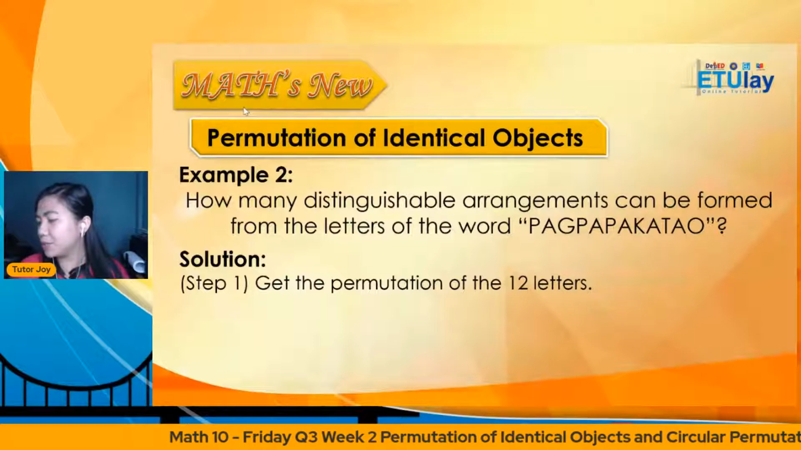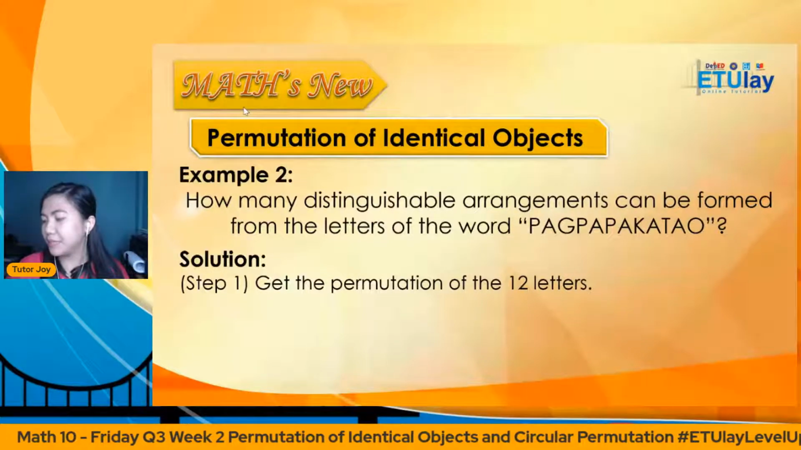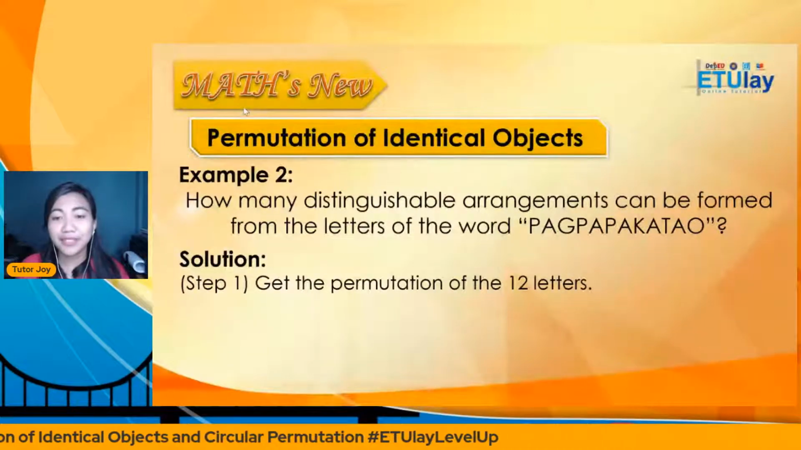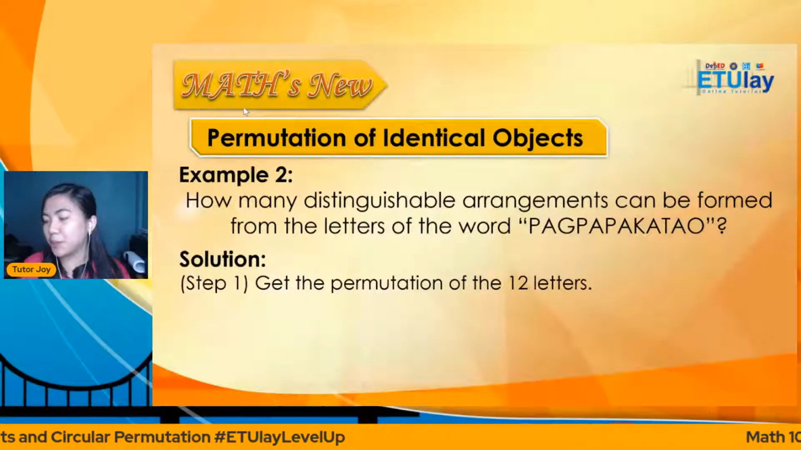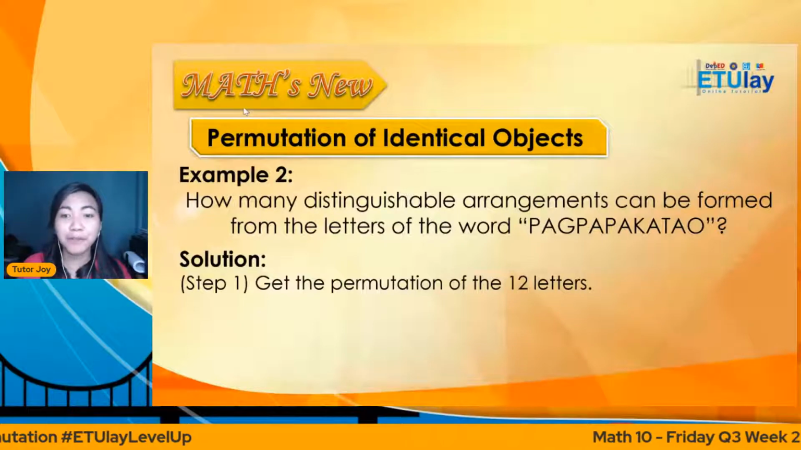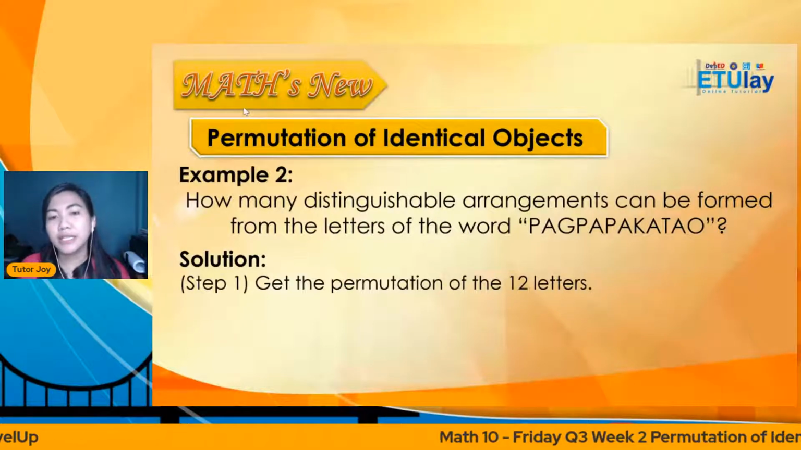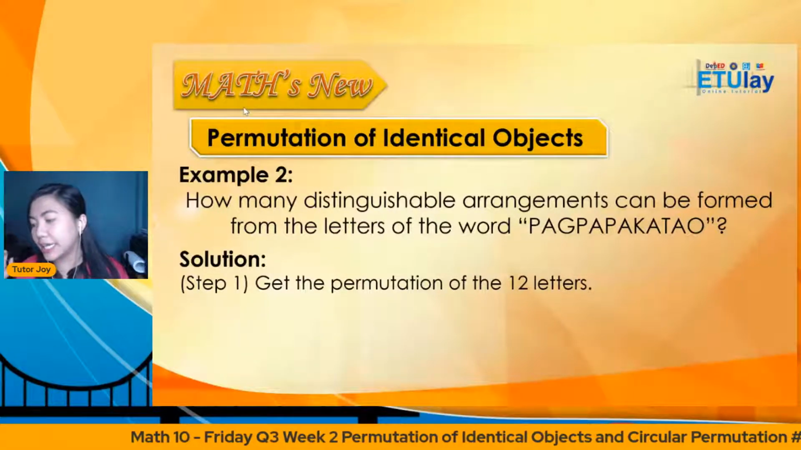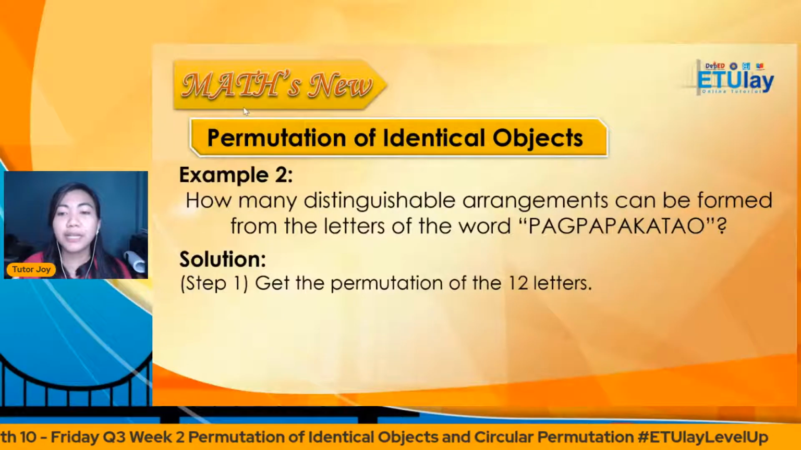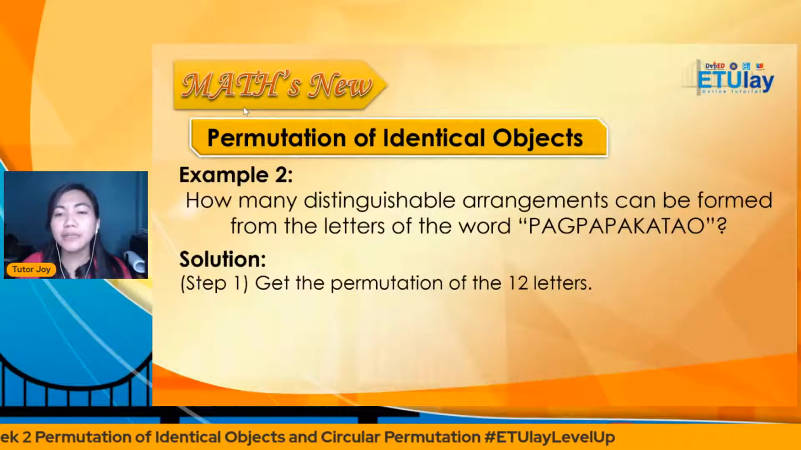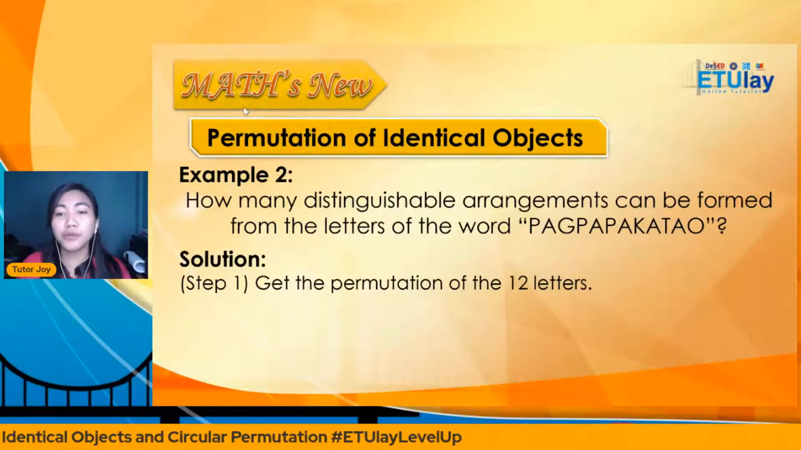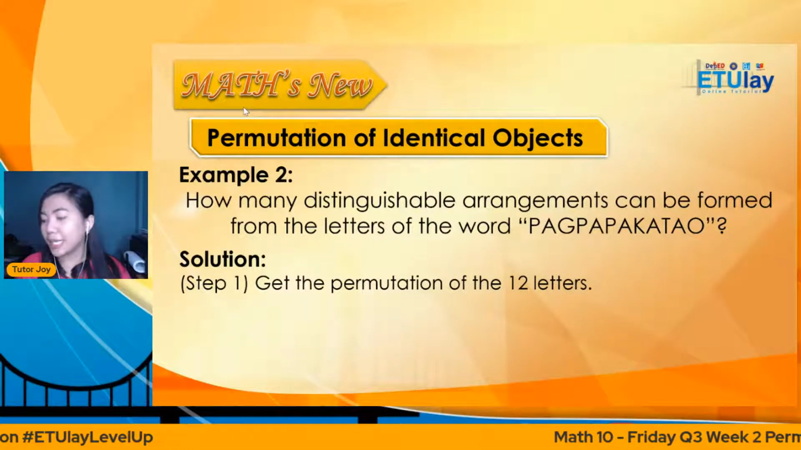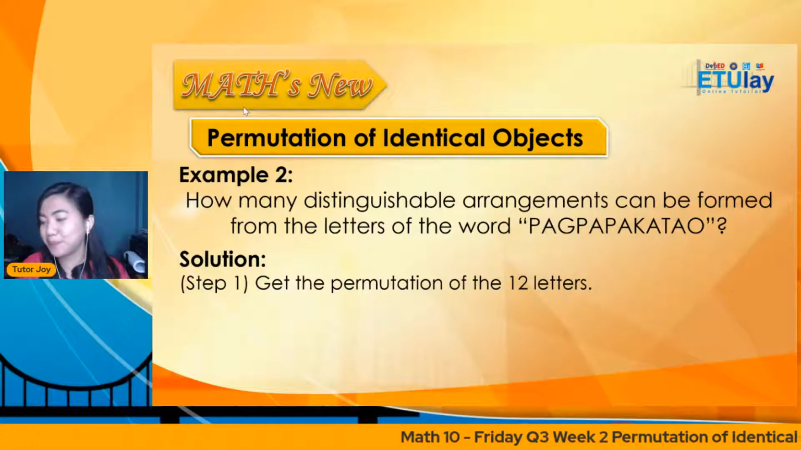Ayan, anong letters ang nauulit? Please type in the chat box. Anong letters ang nauulit sa pagpapakatao, sa word na pagpapakatao? Yes, correct. Letter P. What else aside from P? Okay, we also have A. So, tama, Gerald, Jazz, and Eliza. So, P is repeated, A is repeated. How many times does P appear here in the word pagpapakatao? Ilang beses? So, meron tayong 3 P at meron din tayong ilang A?